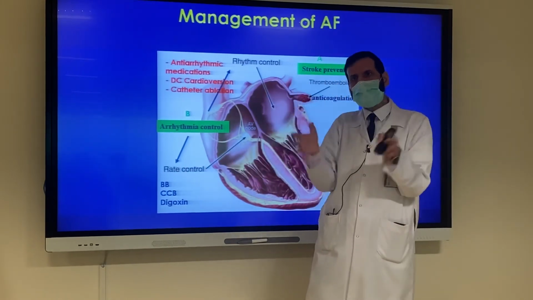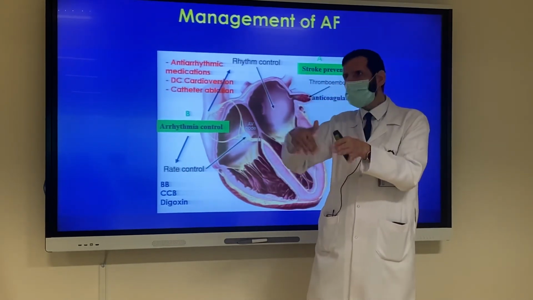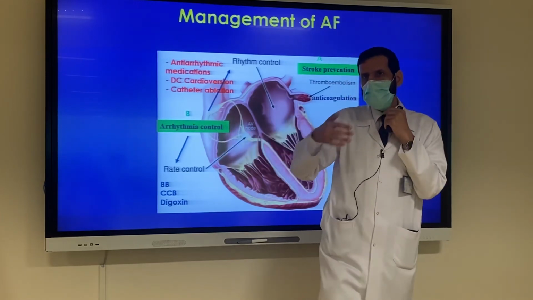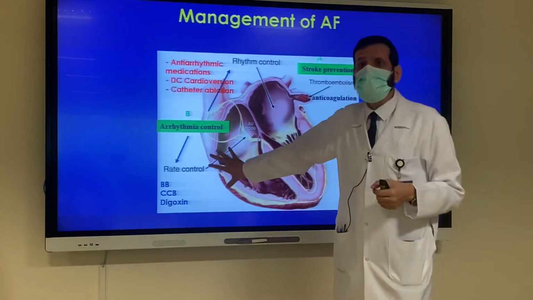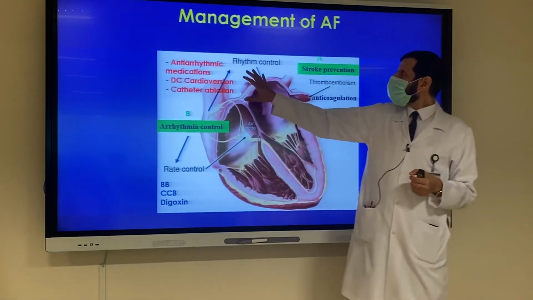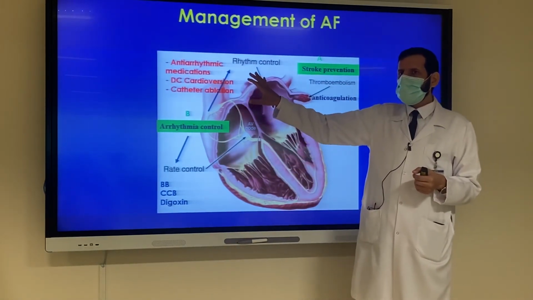And this is, by the way, the initial strategy. When they come, we just slow them down. They may convert by themselves. But it's just slowing down the conduction. The fibrillation is still there. That's why we call it just rate control. So they would still have a high risk of thrombus formation.